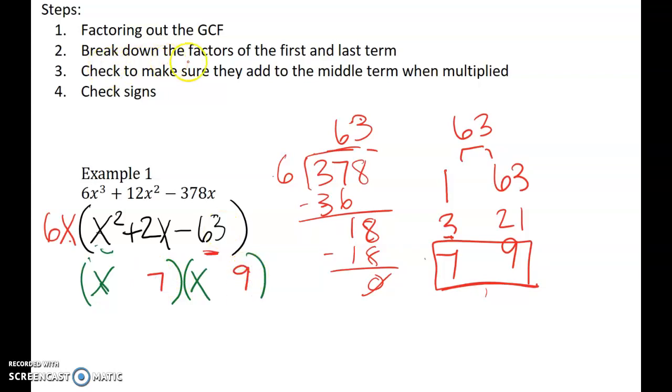And now I've broken down the factors of the first term, being x and x, and I've broken down the factors of the last term, being 63, which is 7 and 9. And so notice I didn't worry about the signs because the signs are going to come last.